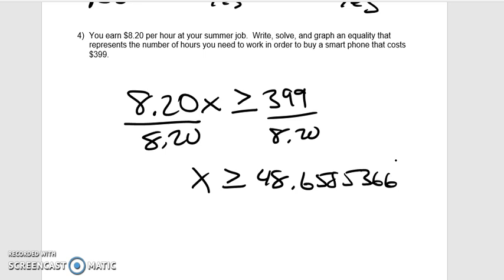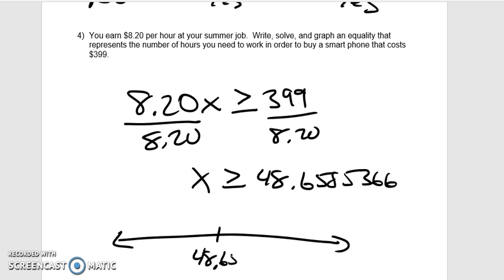Remember, we need to interpret here. So we're talking hours here. How many hours do we need to work? So we do need to do some rounding here. The main thing there is what would end up working. So if I put my sketch down here, we're going to do some sort of a round there. So I've got 48 point 658, this amount or greater than.